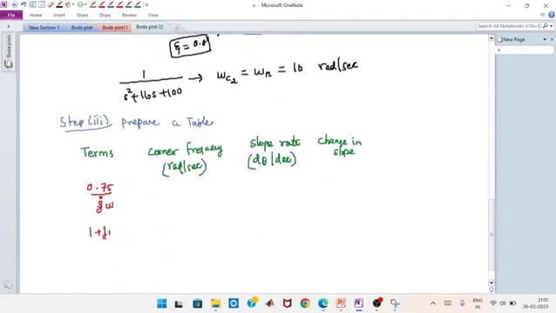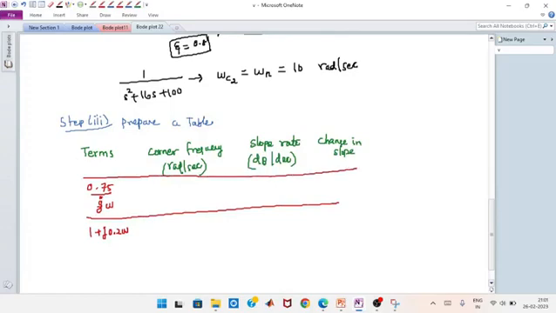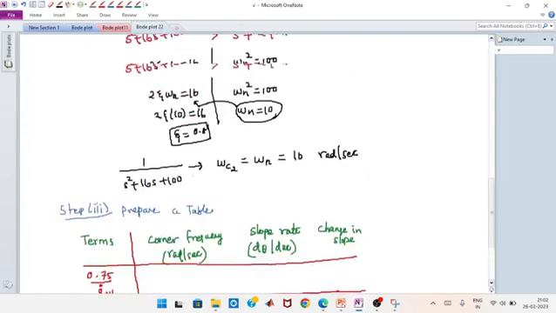You can ask one question, sir: why do you not keep 1 plus j 0.2 omega as the first term? Definitely the question may come, right? But remember, guys, you always have to list out the corner frequencies in ascending order. Since we don't have any corner frequency for the term 0.75 divided by j omega, I am keeping that one as the first term rather than 1 plus j 0.2 omega. That is the reason, right?